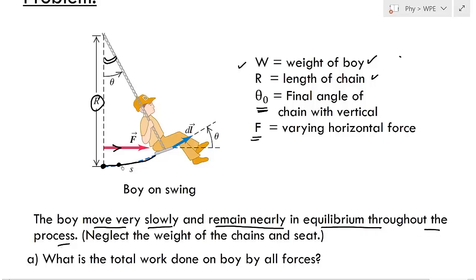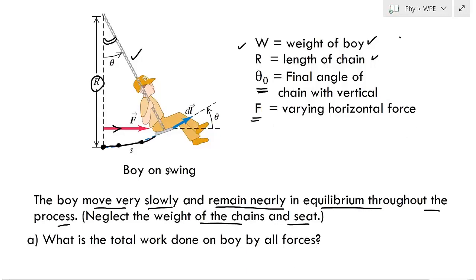So if you consider any point, the total force is equal to 0 because this is in equilibrium. At this point, the sum of all the forces is 0. If you consider any point, you will find the sum of the forces is equal to 0. Now we have to neglect the weight of the chain. So assume there is a chain that is massless, and you also neglect the weight of the seat. Basically the weight of the boy is very large, so in comparison you can neglect the weight of the chain and the weight of the seat.